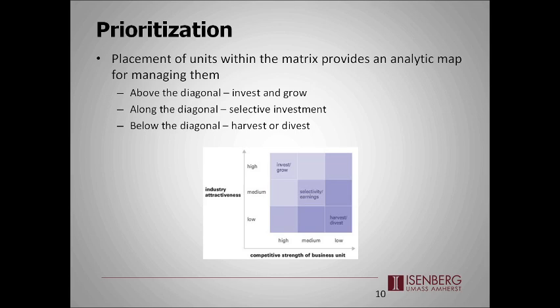A strategist would place each unit within the matrix and make capital allocation decisions based on that placement. For units above the diagonal, a corporation would invest in and grow those business units. For units along the diagonal, there'd be selective investment. And for units below the diagonal, the corporation may sell or liquidate those units or run them just for cash without making additional significant investments.